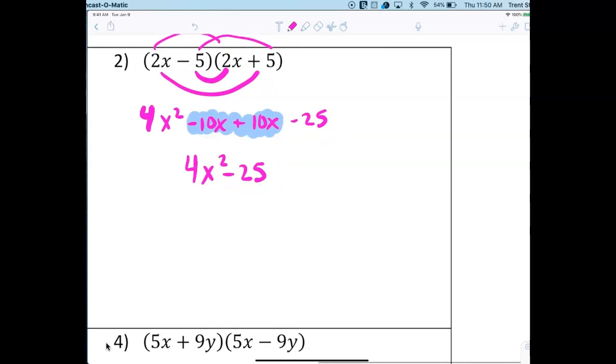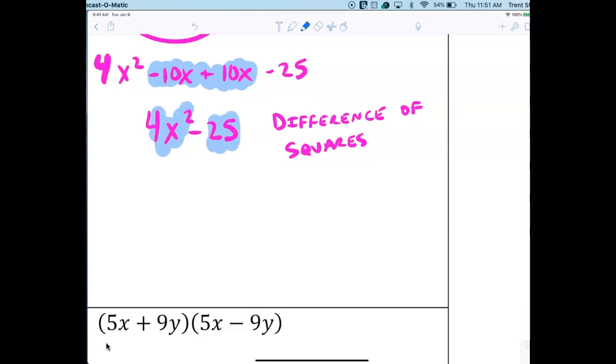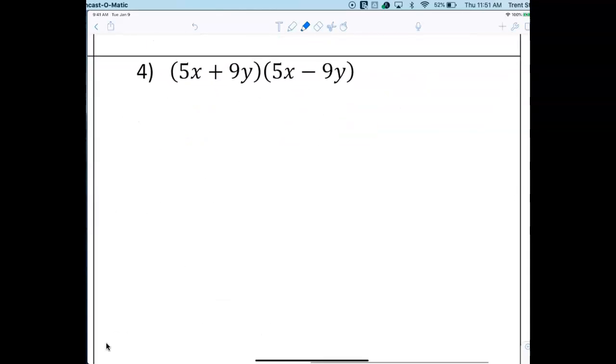Now this is called the difference. Why do you think they call it difference? Subtraction. It's called the difference of squares. Now why is it called squares? Because these two always end up being perfect squares. That's why it's called the difference of squares. Difference is subtraction. The other two terms are perfect squares. Very simple. Now let's take a look at number 4. Try to make it a little bit trickier.